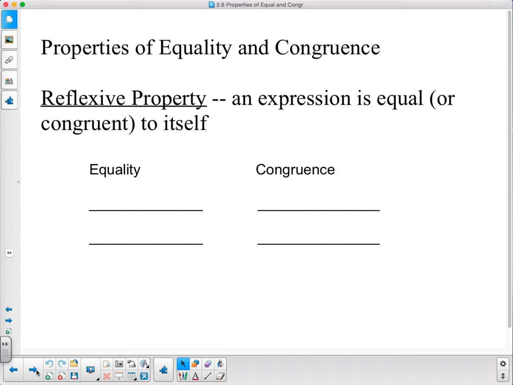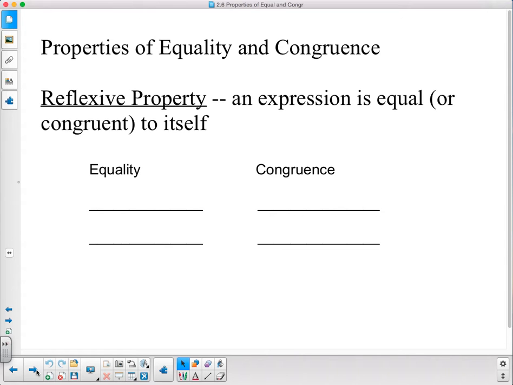Right, we're doing some properties. They're called reflexive, symmetric, and transitive, the first properties that we're going to do. The reflexive property is simply stated as: an expression is equal or congruent to itself. We're going to put some examples of each property up there.